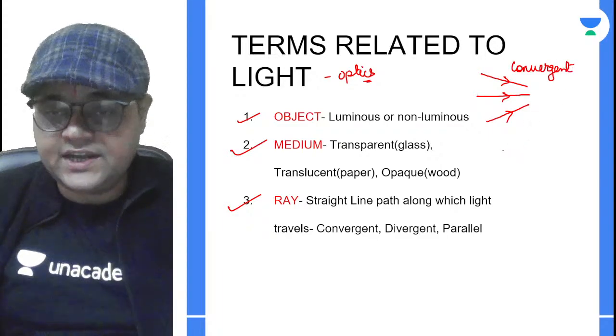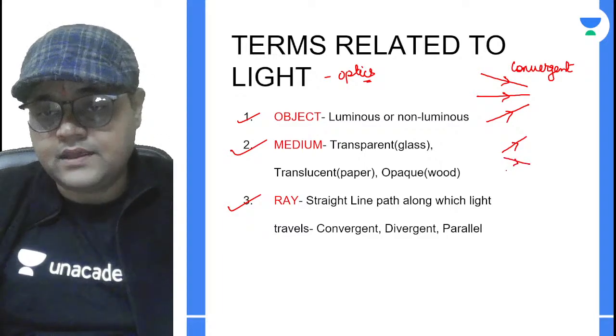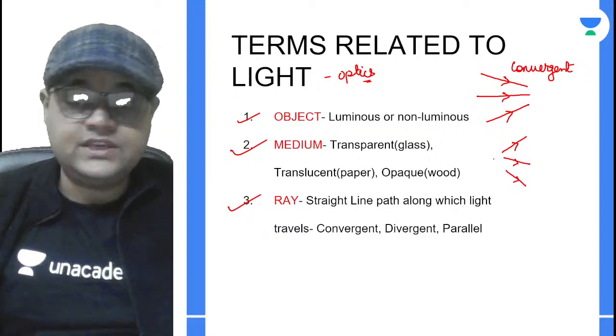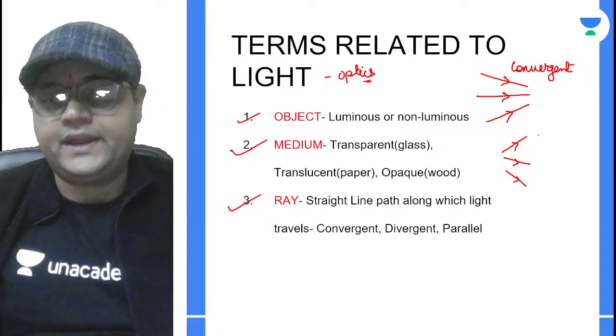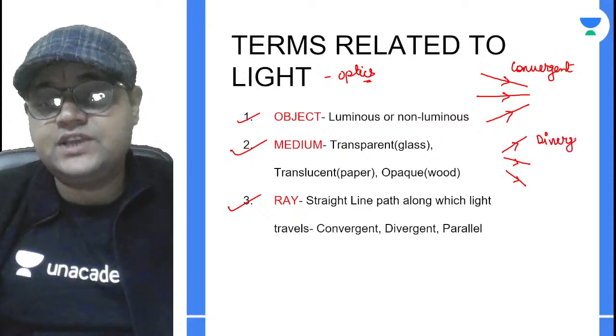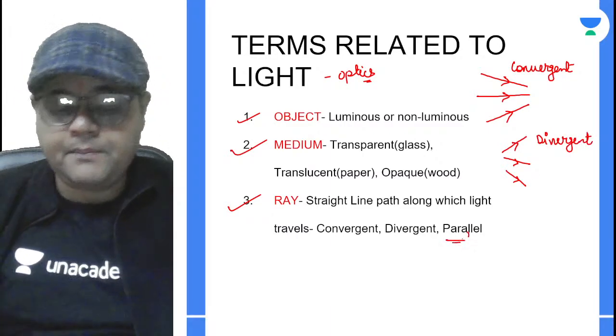What is a divergent ray? In certain applications, in certain image formations, in certain spherical mirrors rather, you'll see that at times the light is diverging from a point. So whenever a ray diverges, you call it a divergent ray. And then lastly we have parallel rays. What are parallel rays?